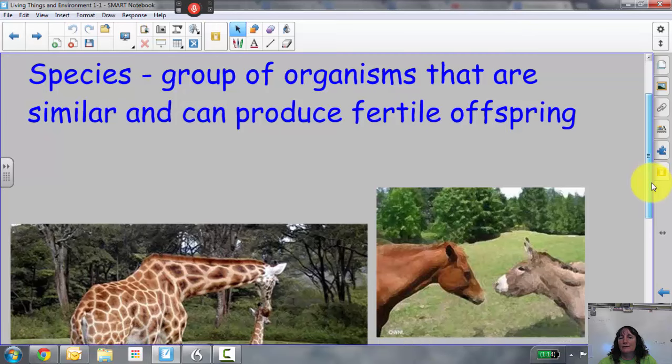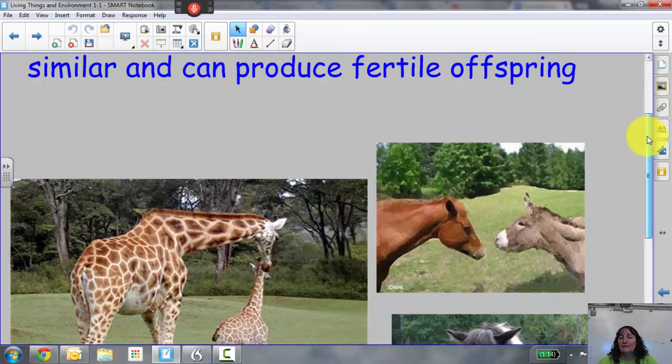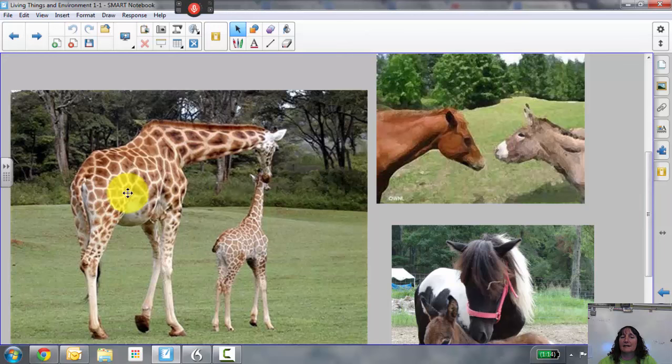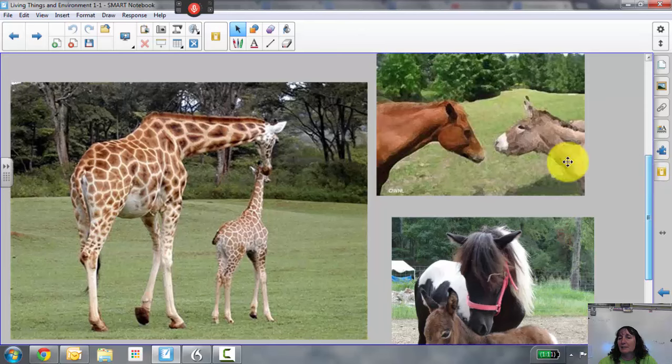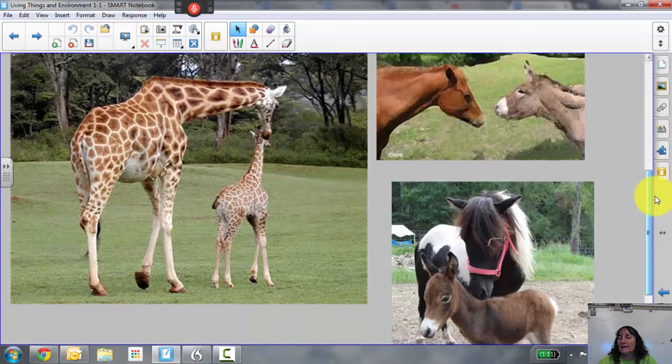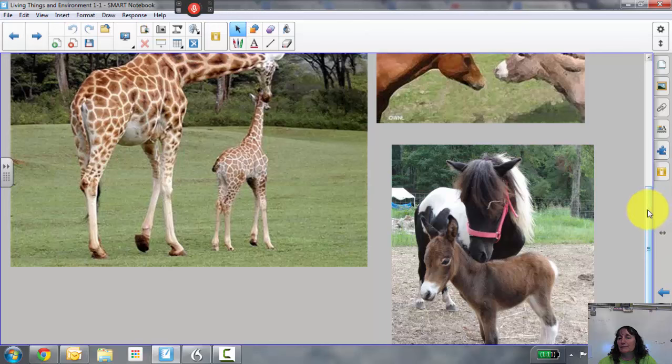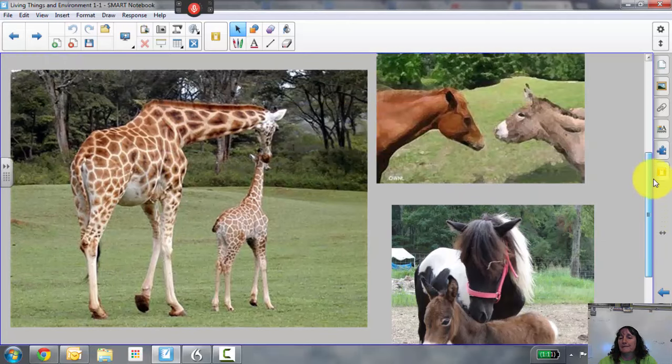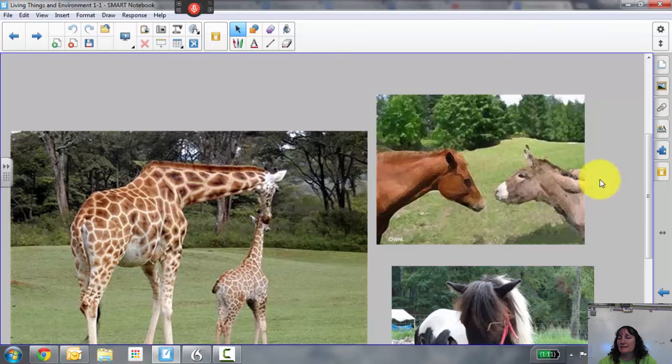A species is a group of organisms that are similar and can produce fertile offspring. So all the giraffes are one species, and they can produce babies that can then grow up and produce their own babies. That's fertile offspring. If you have two species that are not the same, like a horse and a donkey, if they create an offspring, you end up with a mule, but that mule is infertile and cannot create offspring when it grows up because it started out with two different species as parents.